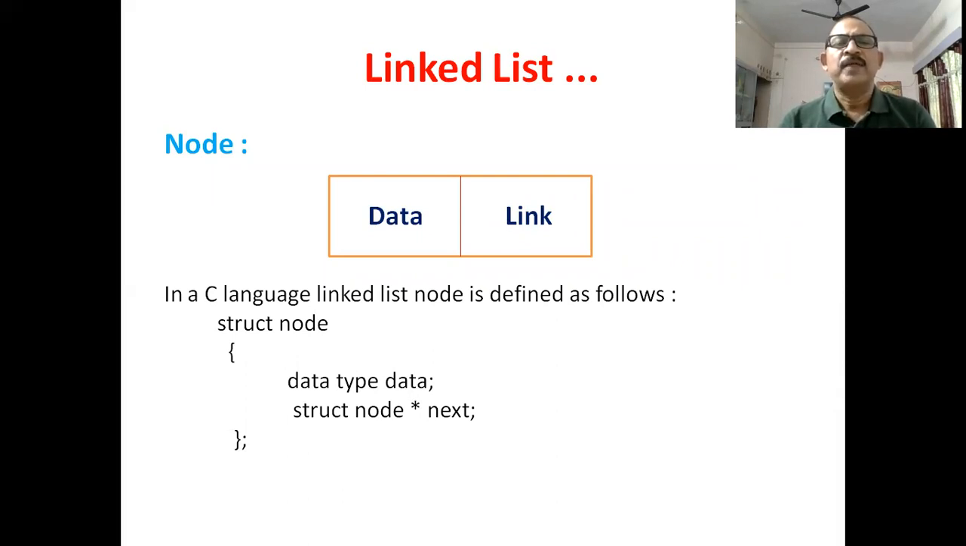In C language, we define a node as follows. struct is a reserved word followed by the name of the node, that is node, followed by the left brace, followed by the data type. Here you can see the data, followed by struct node *next. Here next is a pointer of type struct node, followed by the right brace and a semicolon. This way we can define a node in C language.